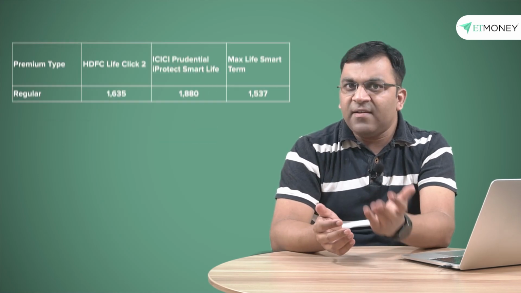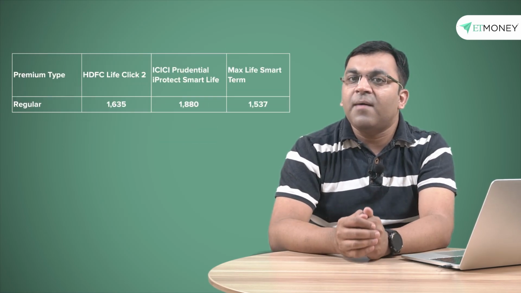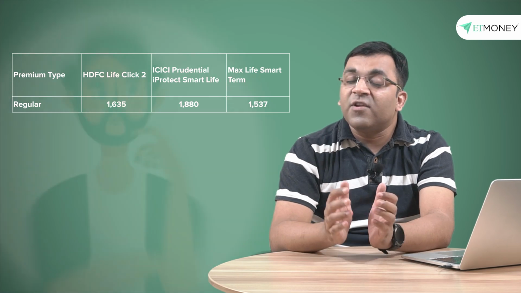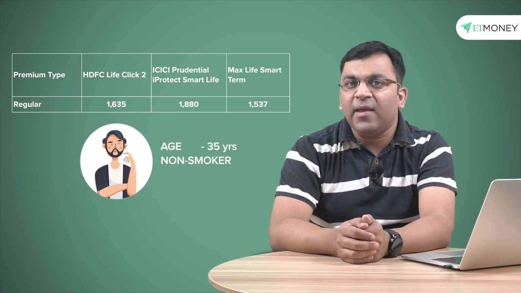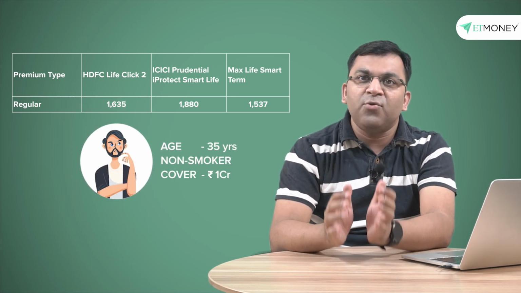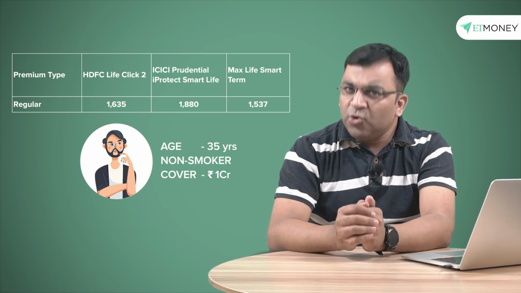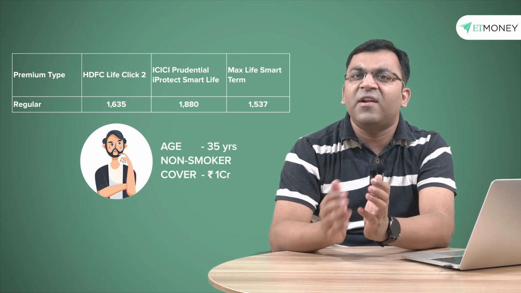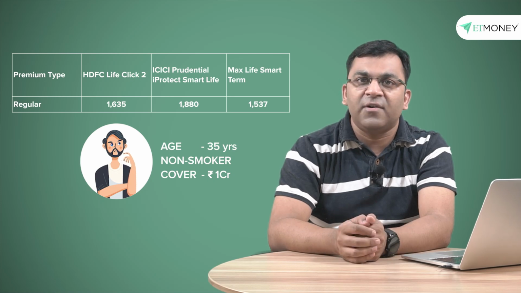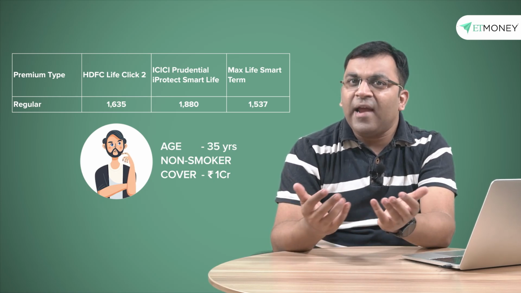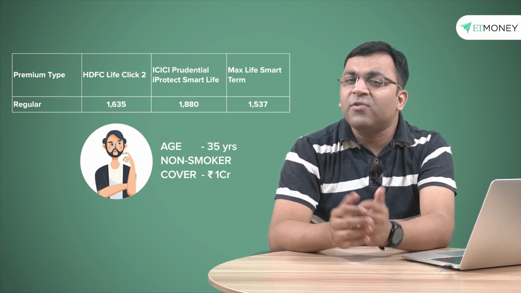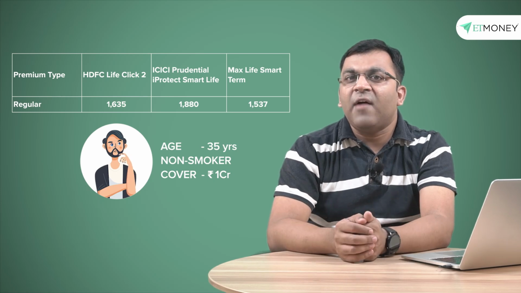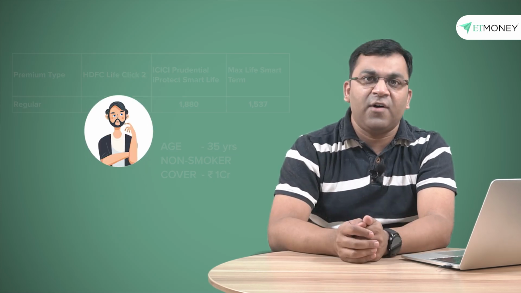For example, here's the monthly premium offered by some life insurance companies for a 35-year-old non-smoker male who's seeking a 1 crore term insurance plan. Notice here that the average monthly premium comes to about 1,700 rupees for a 1 crore cover, and had this instead been an endowment or money back plan, it's quite probable that the premium would have been much higher for the same level of coverage.